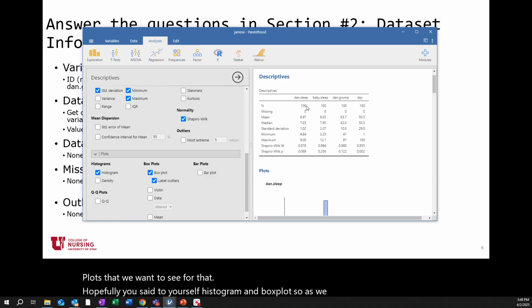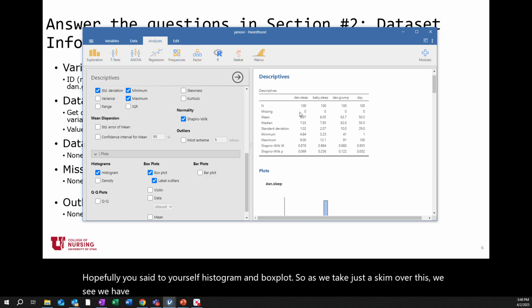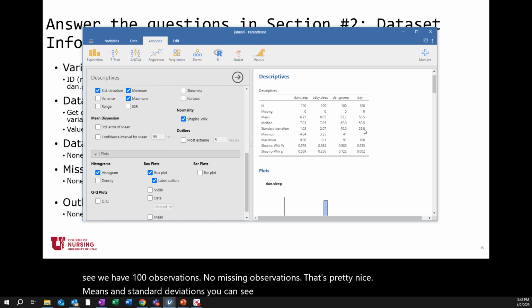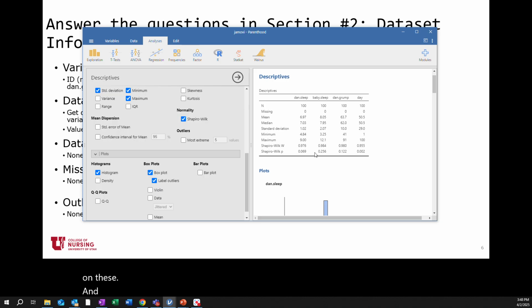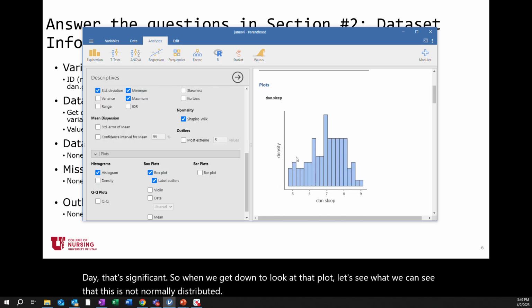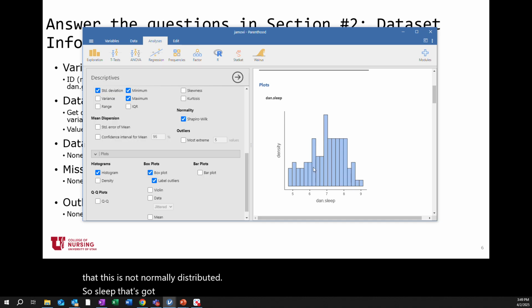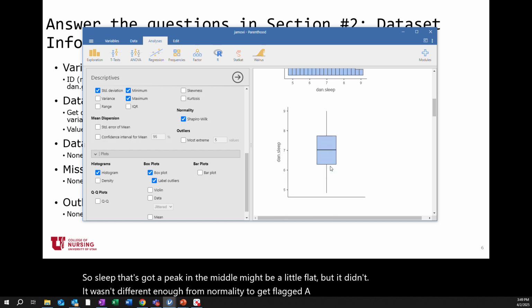So as we take just a skim over this, we see we have 100 observations, no missing observations. That's pretty nice. Means and standard deviations. You can see there's some differences in standard deviations on these. And Shapiro-Wilk test, nothing was significant except for day. That's significant. So when we get down to look at that plot, let's see what we can see. So sleep, that's got a peak in the middle, might be a little flat, but it wasn't different enough from normality to get flagged as a significant difference.